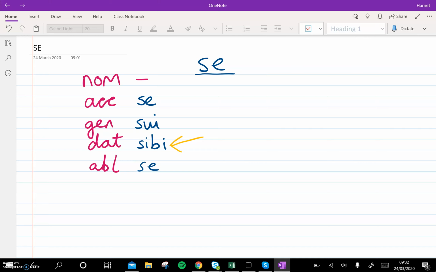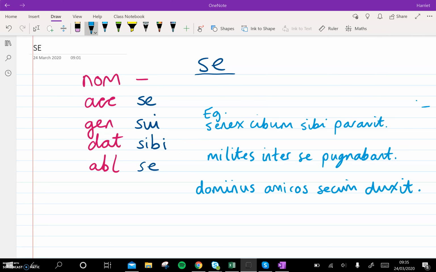Once you've written that table, we're going to write out a couple of example sentences that show the variety of these cases. Okay, boys, so just pause the video and write out these 3 Latin sentences, and then we're going to translate them.